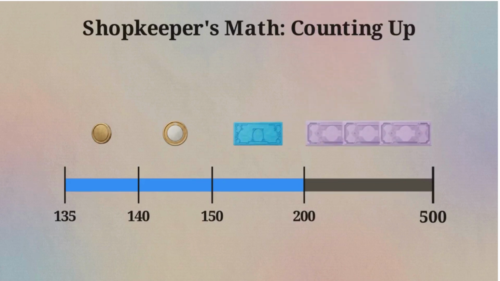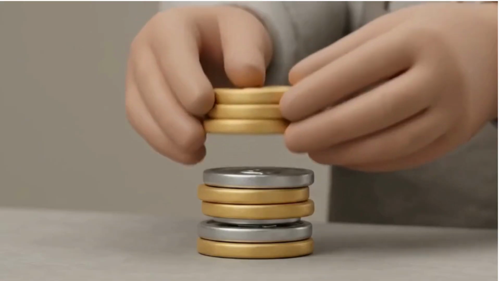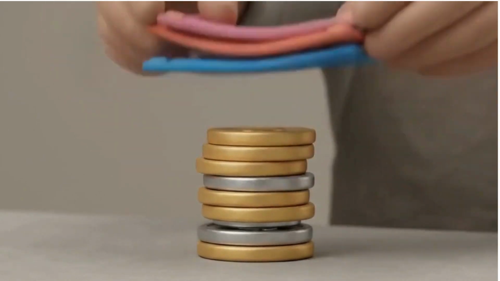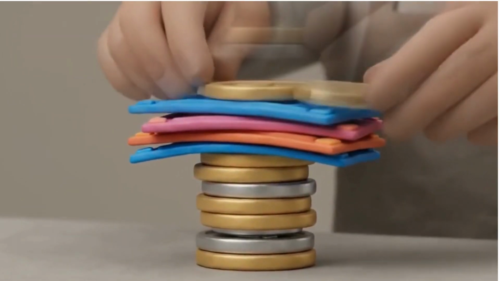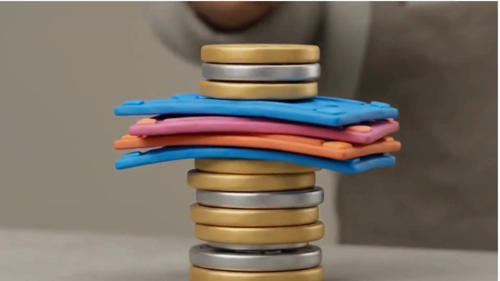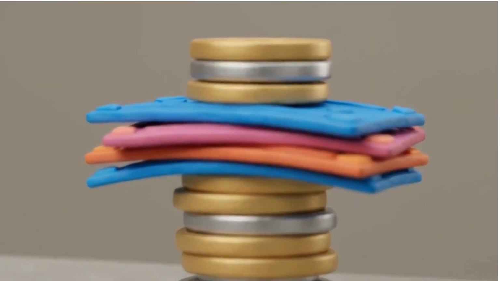For the final step, they drop in 3 100 rupee notes. Those large bills push the total all the way up to hit the customer's 500 rupee payment. The cashier never subtracts. They physically bridge the gap between the item's cost and the payment given, stacking value until the register is completely balanced.